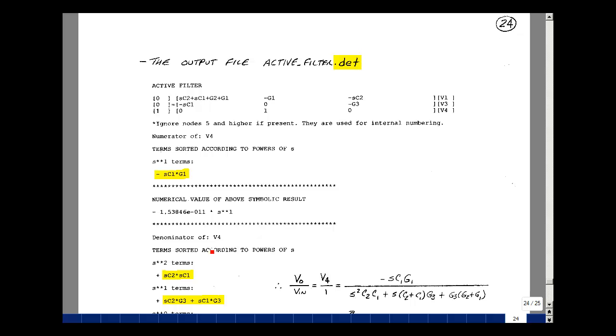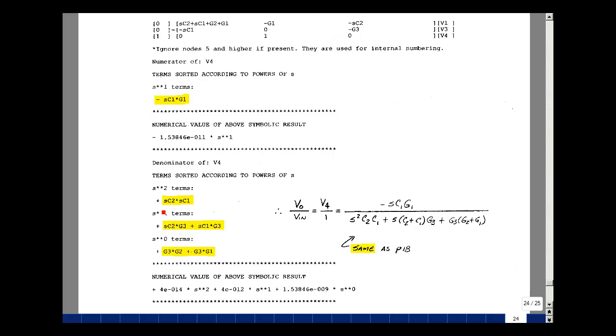Then next is the denominator of V4, and it's also sorted by powers of S. So there was an SC2 times an SC1. Things that just had one power of S were SC2 times G3 plus SC1 times G3. And things that had no S's in them were G3 times G2 plus G3 times G1. Let's put that together now as an expression.